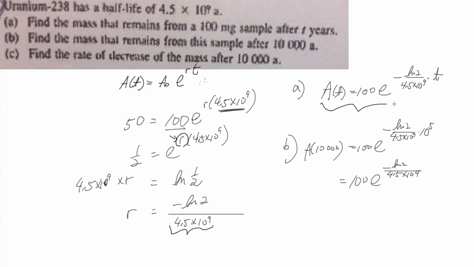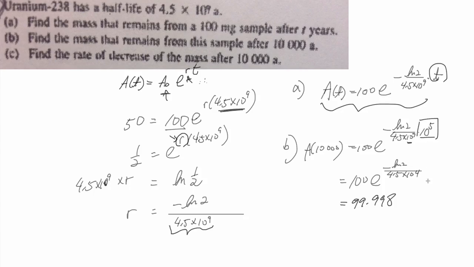I can write the full equation for the decaying formula. A as a function of time is, we know what this is, and we know what that is, so I've just substituted those values in there. Okay, and part B: find the mass that remains after the sample after 10,000 years. That just means replace the t with 10,000, which is 10 to the power of 5, and of course that will reduce with 10 to the power of 9. And we get this. Now we just have to punch this in the calculator.